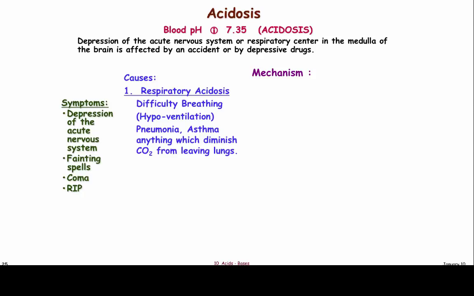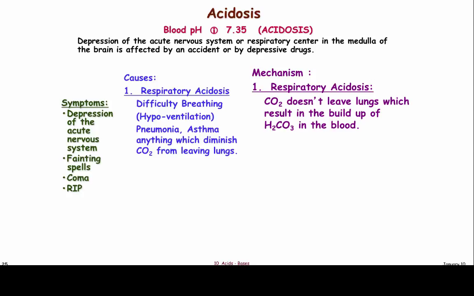You have difficulty breathing, and so you can't break down the carbonic acid to H2O and carbon dioxide. The carbonic acid will instead release hydrogen ions. And so if you have difficulty breathing, you'll get acidosis. In fact, next time you have your blood test, you can give yourself acidosis by just holding your breath. The mechanism, of course, is that the carbon dioxide doesn't leave your lungs, which results in the buildup of H2CO3.